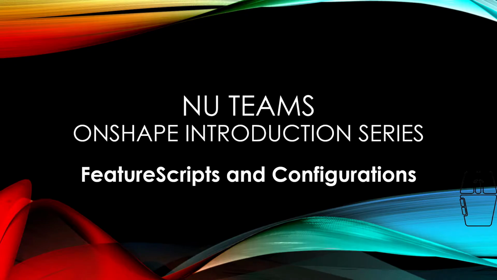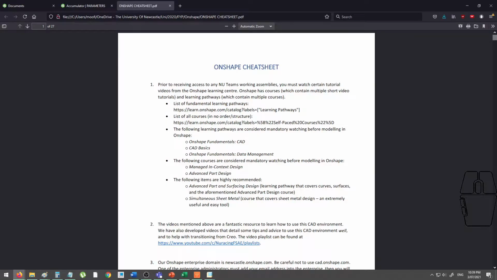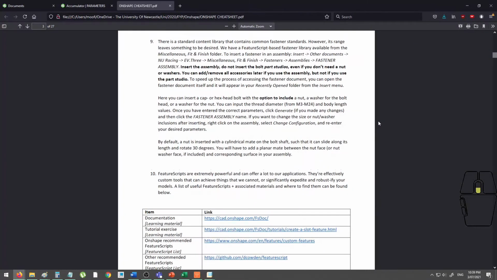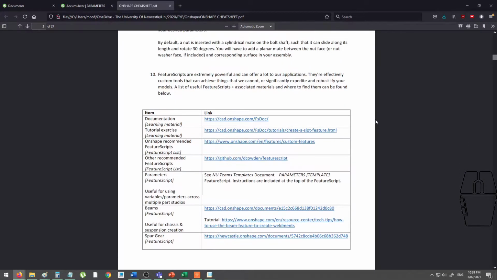The first tool is FeatureScripts. FeatureScripts are essentially custom tools that can achieve things that we can't, or significantly expedite and robustify our models. On the Onshape cheat sheet, I've provided a small list of learning materials for FeatureScripts as well as some recommended examples. So if we have a look down here, we've got all the documentation that Onshape provides as well as some tutorials. But the first place I recommend having a look at is the Onshape recommended FeatureScripts.